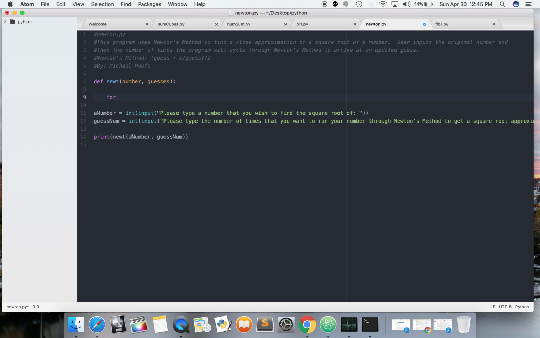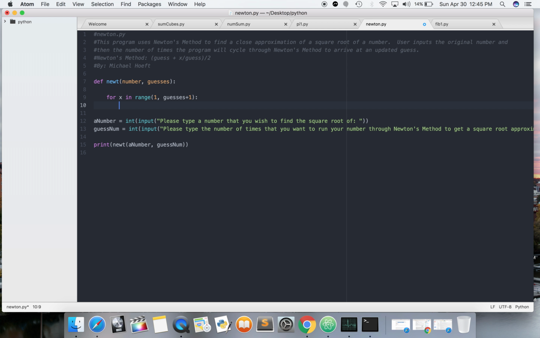We'll do a for loop for x in range to guesses. We'll do 1, start at 1, and then guesses plus 1. Because you want to include the number of guesses. Start, stop, step, and then for the step, we don't need that last argument because step's going to be 1, so that's the default. So for x in range, do something.